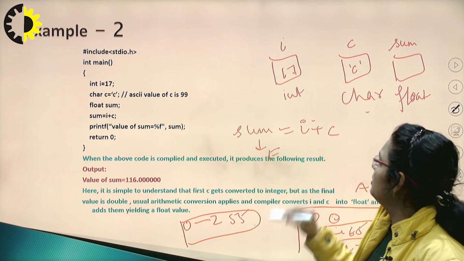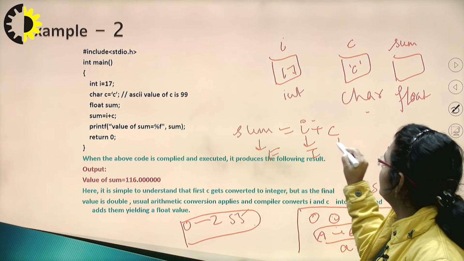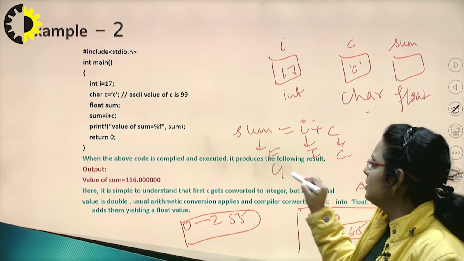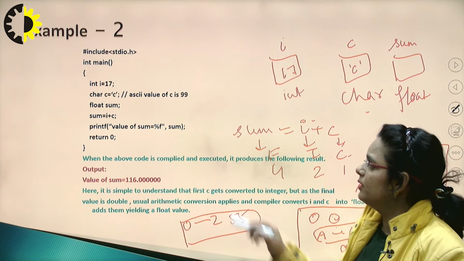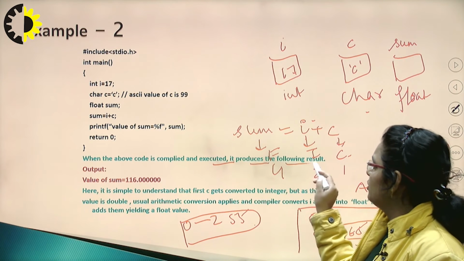Sum is of float type. I is of integer type, and C is of character type. So float has 4 bytes, integer has 2 bytes, and character has 1 byte. When the above code is compiled and executed, it produces the following result.